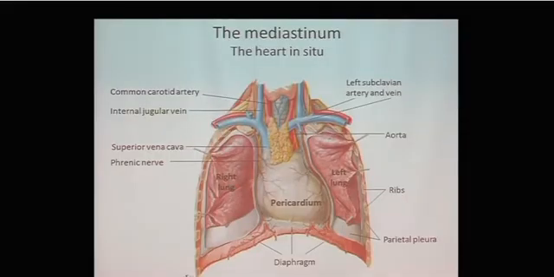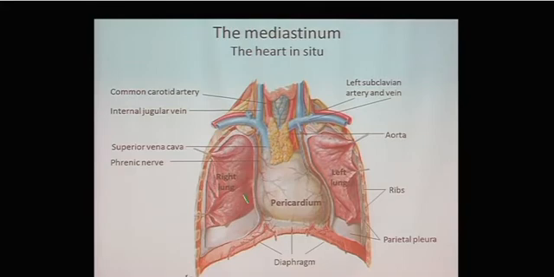So we see two lungs, each one contained in a pleural sac surrounded by the pleural cavity. And between the lungs is the pericardium, which contains the heart. Okay, so the mediastinum is this section between the two lungs. It's basically the middle section of the thoracic cage.